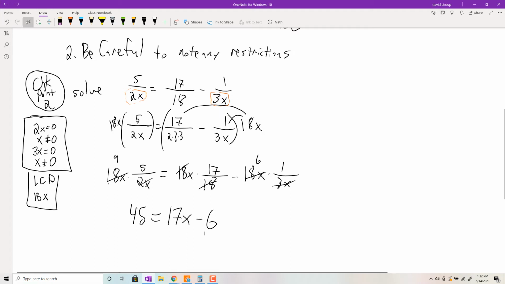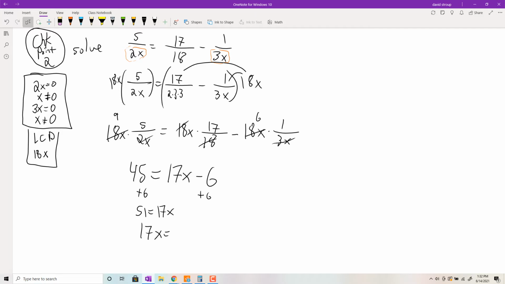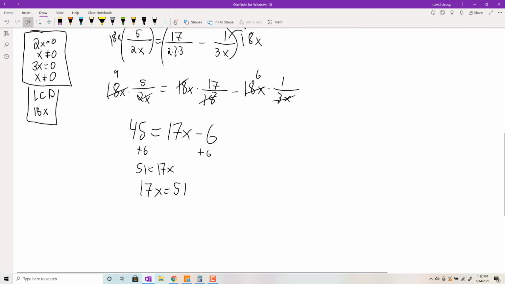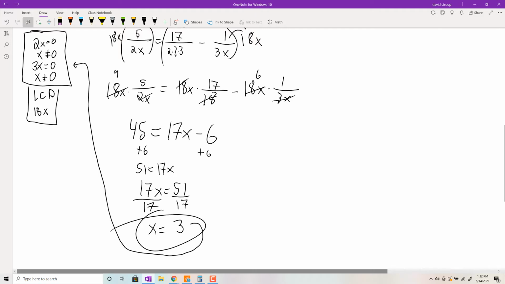Then you want to get the variable stuff on one side, all the constants on the other, so I'll just add 6 to the other side. And then I like to flip-flop the equations. Normally it would be 51 equals 17x, but I generally will skip that step and just write 17x equals 51. Divide both sides by 17, and then x will equal 3. Okay, you're not done now. Because we have those variable issues, you need to check your answer with the restrictions. So visually just look back, this isn't 0, so this must be my answer, x equals 3.